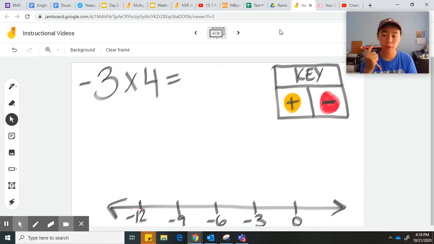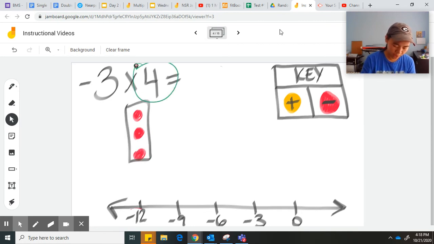I took a look at my key. I knew that the yellow counters are positive, the red counters are negative. I'm going to model this negative 3 right here using red counters. Same thing, 1, 2, 3, and then I'm going to group it. My second number right here tells me how many of those groups I'm going to have. I'm going to have 4 of those total. So 1, my second one.